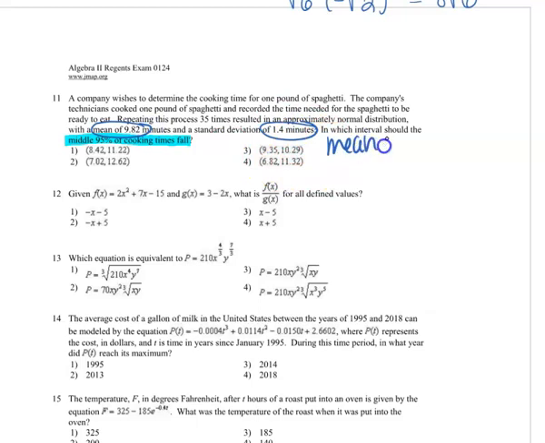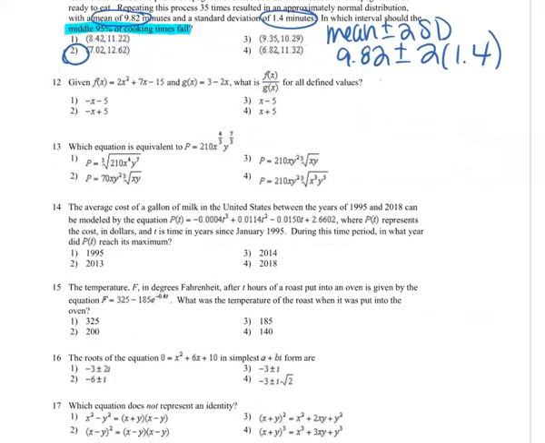So I'm doing mean plus or minus 2 times the standard deviation. So 9.82 plus or minus 2 times 1.4. And ultimately from there, guys, you're just going to your calculator. 9.82 plus 2 times 1.4, and then vice versa with the minus. You guys would end up with option 2.